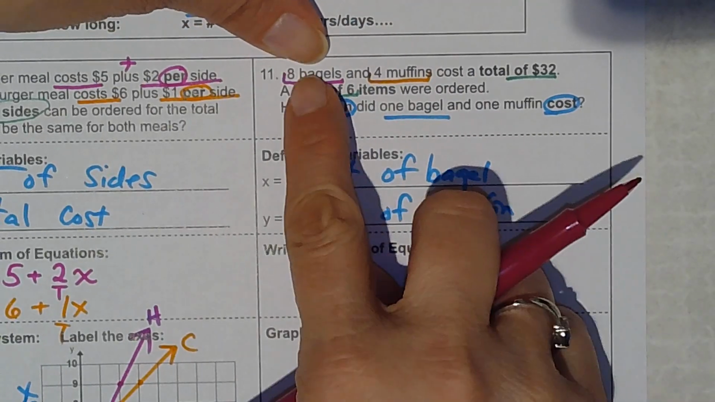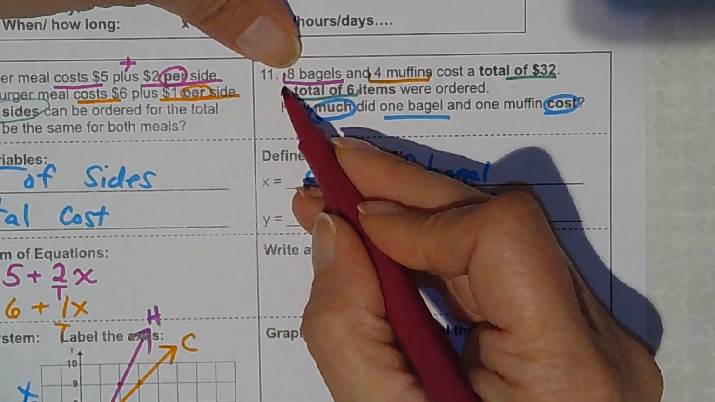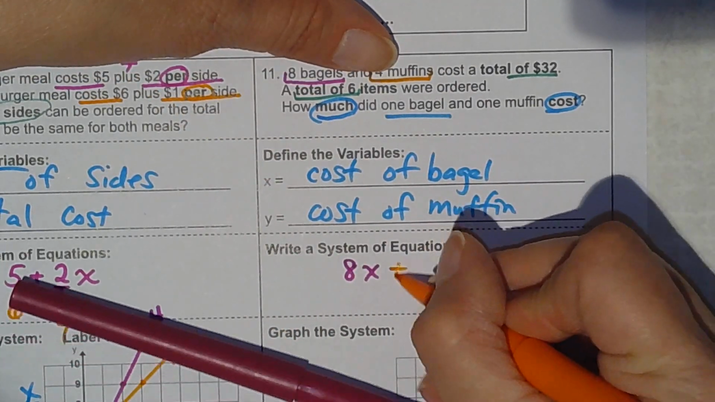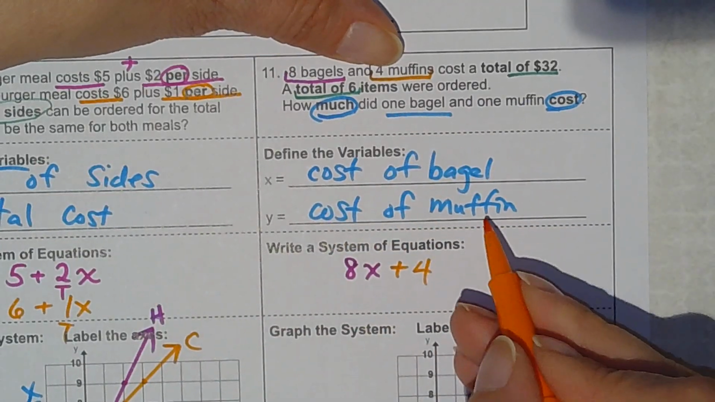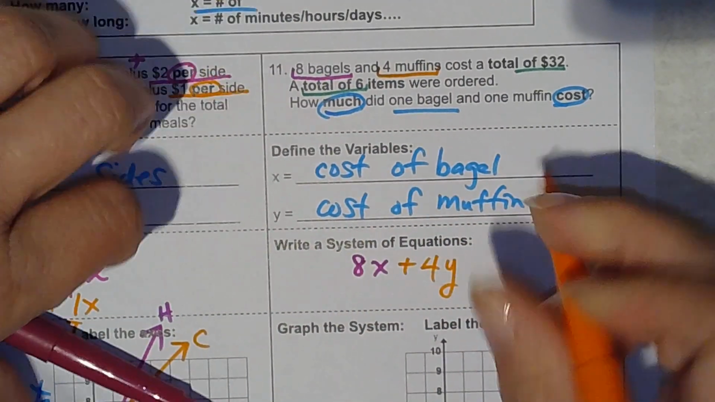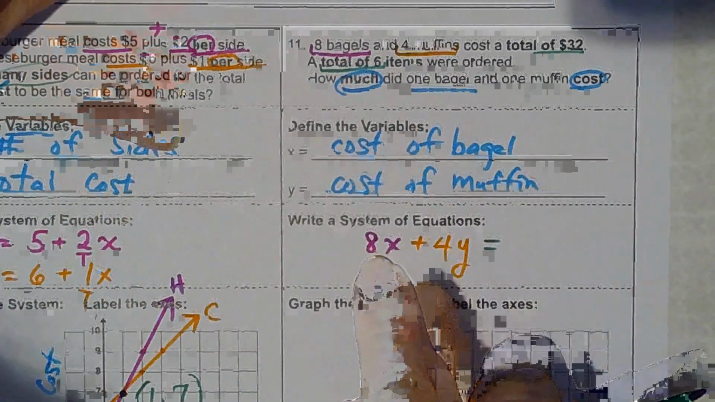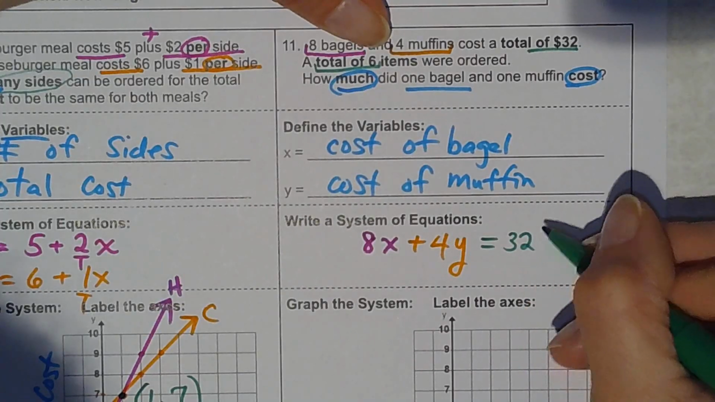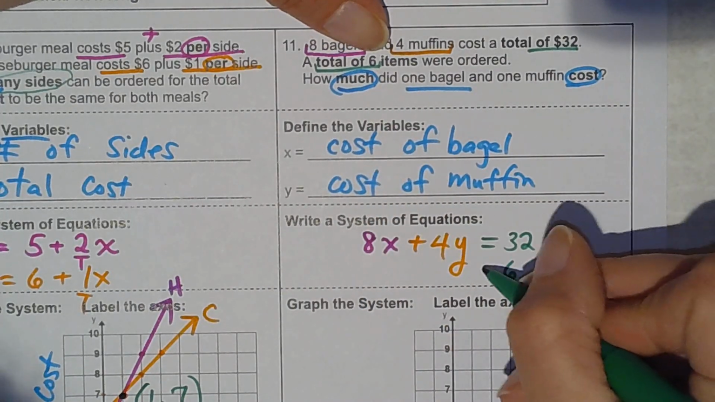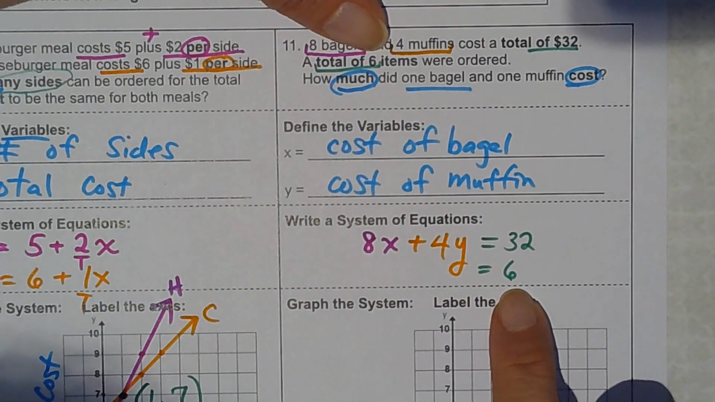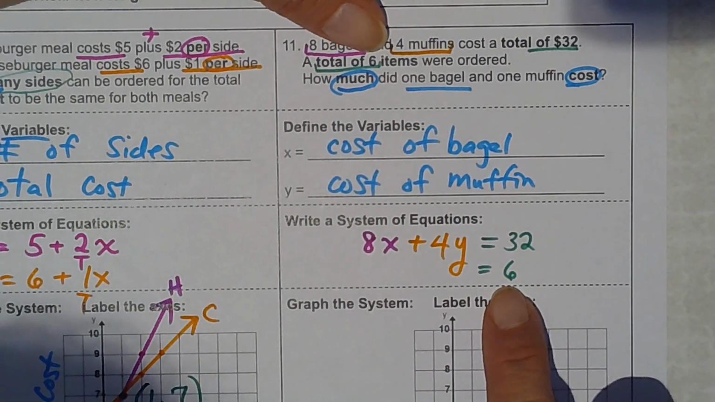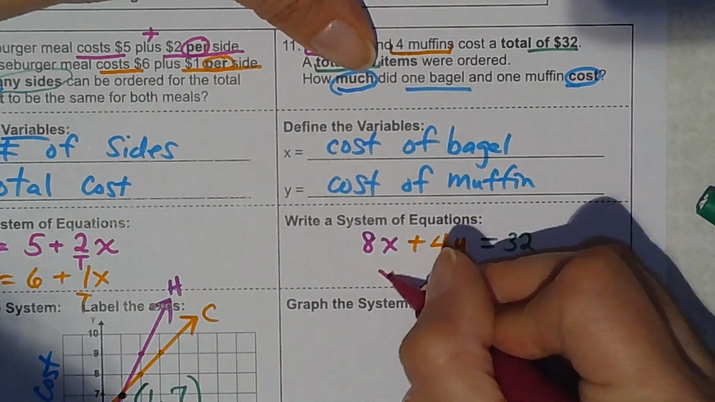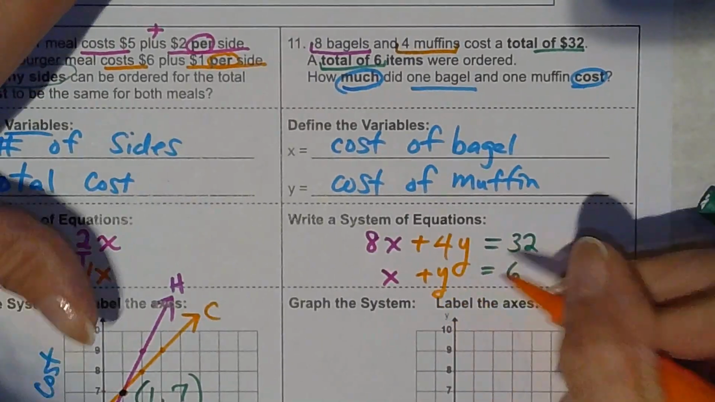Now to make the equation, we have 8 bagels. Bagels is x. And 4 muffins. The muffins is the y. And the total for 8 and 4 was $32. But the other total is 6. Is 6 items bagels or muffins? And the answer is both of those things. It's the bagels plus the muffins.